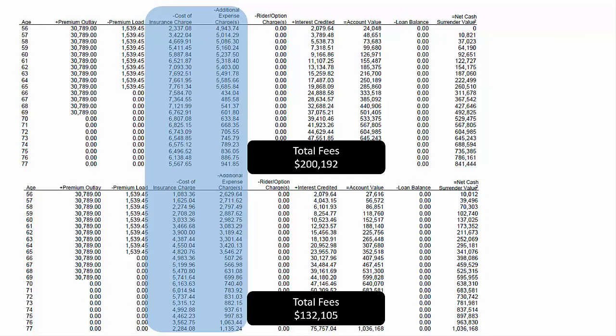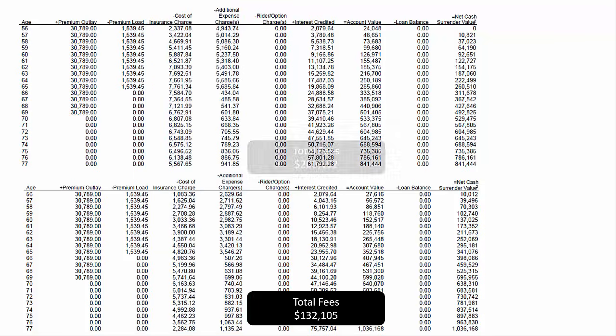That's a huge difference. If you go to the bottom there, you'll notice I've got $1 million in my surrender value at age 77. Up on top, $841,000. So just by structuring this contract the right way, I've added almost $200,000 in additional cash for the client just by structuring it the right way. That, ladies and gentlemen, is the reason that you have to be working with somebody who knows what they're doing.